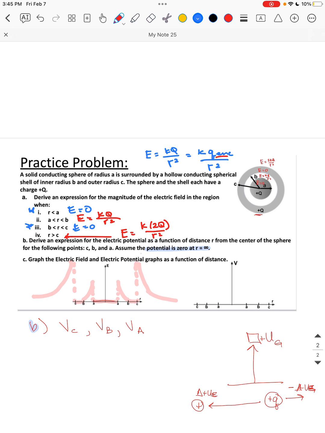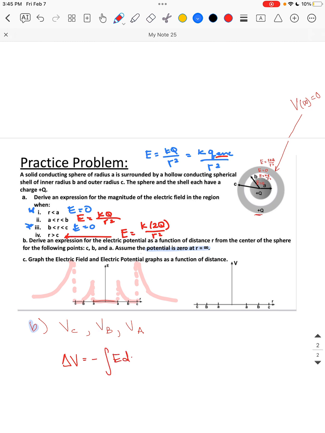So we actually have to start not on the surface or at the center, but we want to start at infinity. So I'm going to erase this, and I am going to indicate that the potential at infinity is equal to 0, and I am going to think about that potential as we move closer and closer to the surface of our sphere. So this stems from our equation that delta V, change in potential, is equal to the negative integral of E dr.